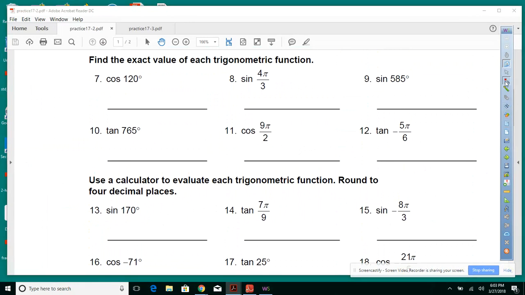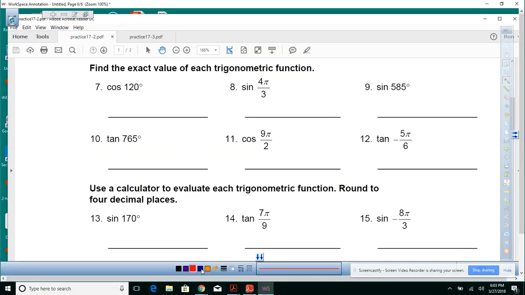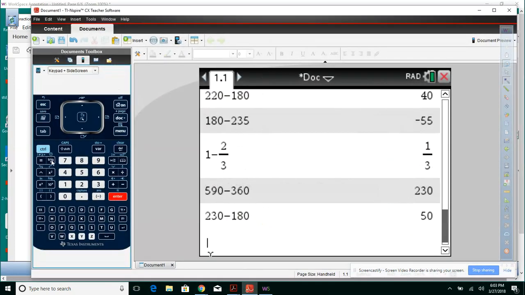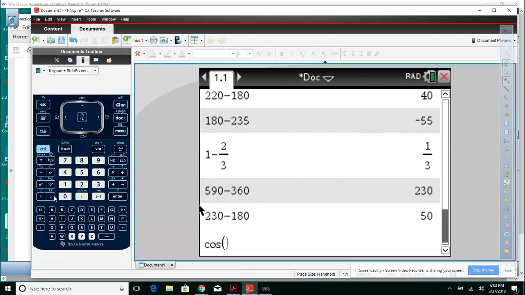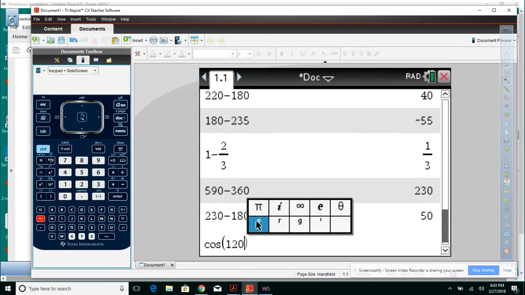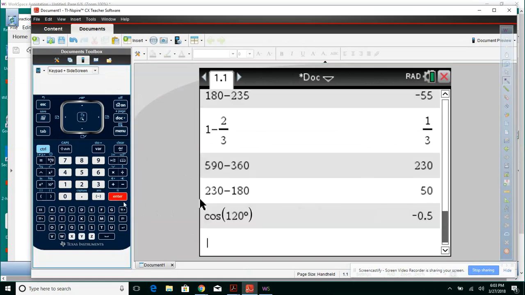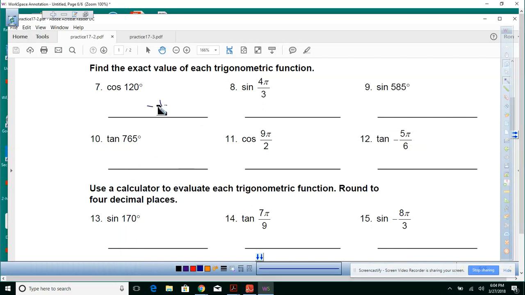All right, let's see here. How do we do that? The exact cosine 120 degrees. These are ones you can do in a calculator. Trig, cosine 120 degrees. Enter. And that's going to be negative 1/2. Negative 1/2. That is also on the unit circle.